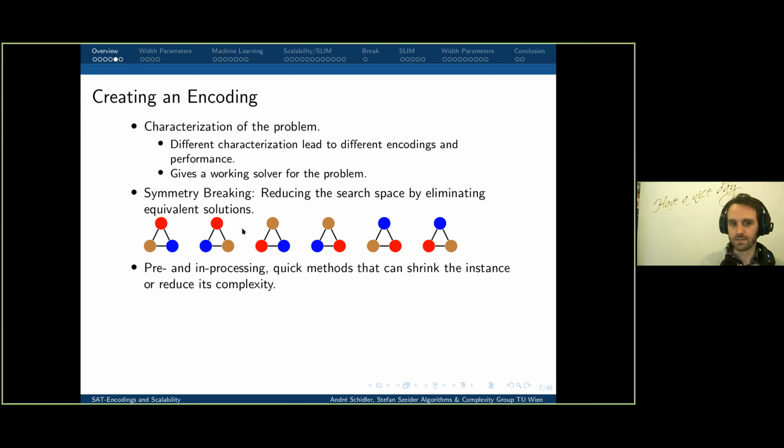And usually this is necessary for your encoding to be competitive. You need to invest some time in finding ways to break symmetries and think about symmetries. And then, of course, there's pre- and in-processing, which is just a quicker method. Usually, if you have pre-processing, it's usually way quicker than actually giving the task to the solver.